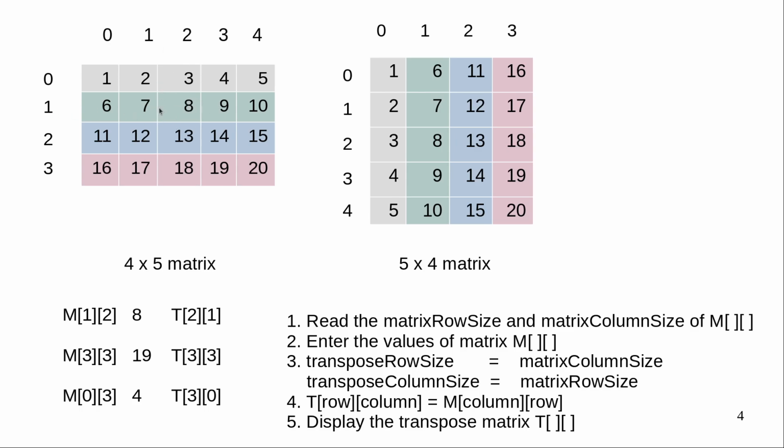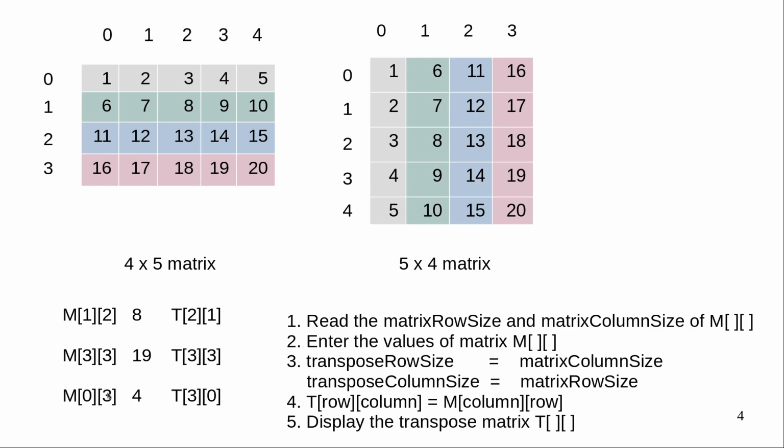Let's see where this 8 has gone to in the transpose. In the transpose here we find 8, which is T21. So the value in M12 has gone to T21. The next one is M33, the value in M33 is 19. And where do you find it in the transpose matrix? That again is in T33. So there is no change, it's the same position.